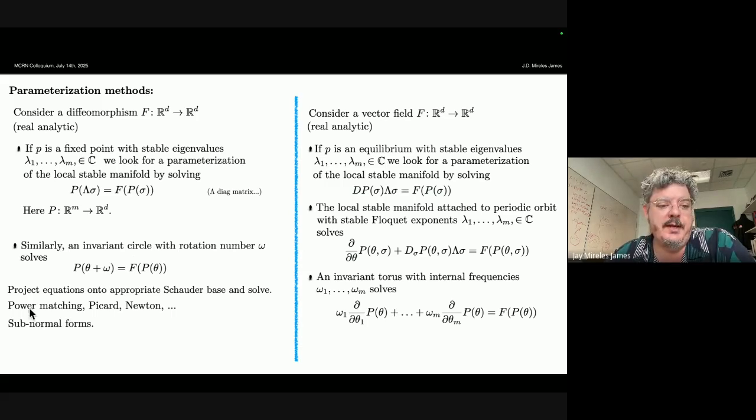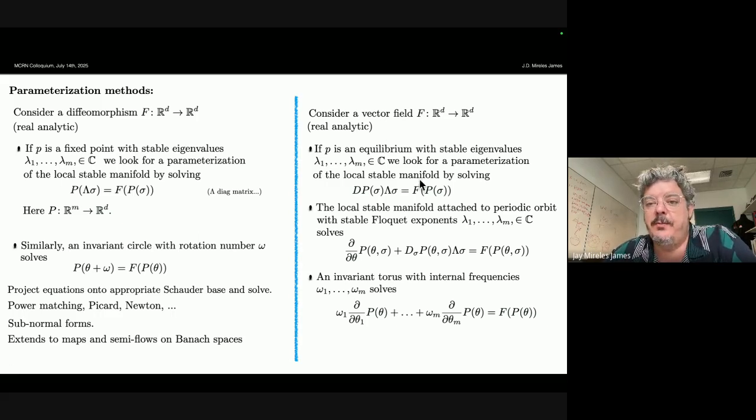One way to think of this: if I was finding changes of coordinates from R^d to R^d that simplified the dynamics locally, that's what normal form theory is all about. This is kind of like you're doing a sub-normal form. I'm not trying to simplify the dynamics in a whole neighborhood of phase space, but just on the invariant object I'm trying to study. So it's a simplified version of a normal form approach, and because it's simplified, in many cases it's easier to do than a normal form.